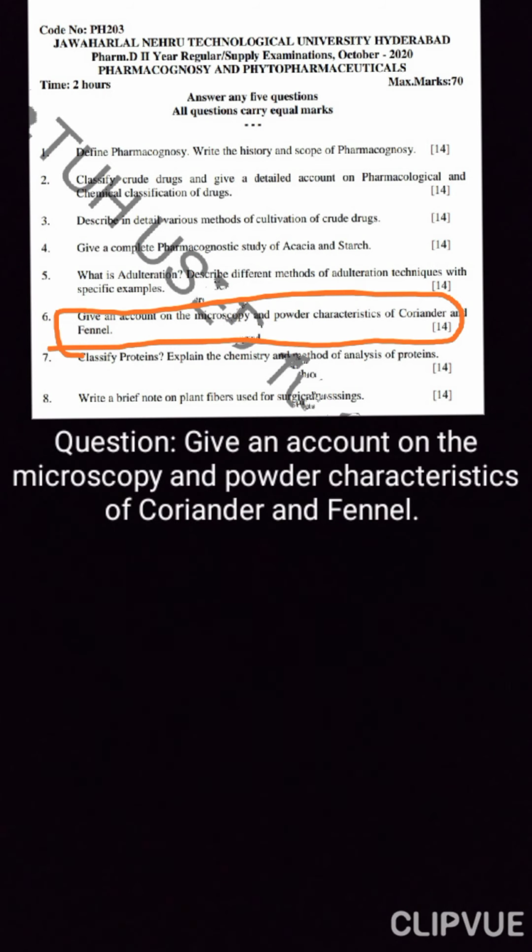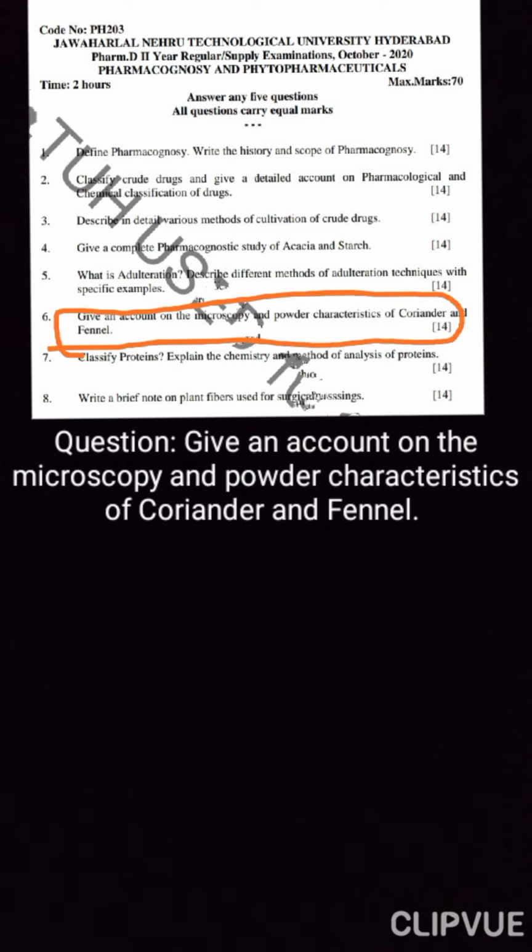Hello students, today we are going to discuss one of the frequently asked questions in the JNTU exam for Form D. Give an account on the microscopy and powder characteristics of coriander and fennel. Since both are fruits, the part of the drug is the fruit, and both are volatile oil containing crude drugs.